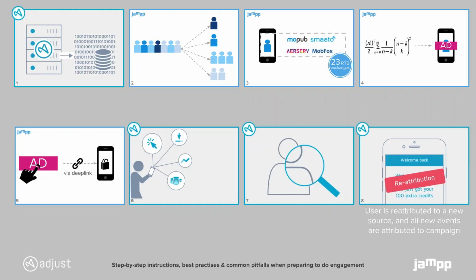And then, if all of this logic clears, this user will be reattributed to a new segment. So for example, it could be Jampp retargeting, and all of their subsequent events will forever be in that segment until they're reattributed or attributed to another campaign.